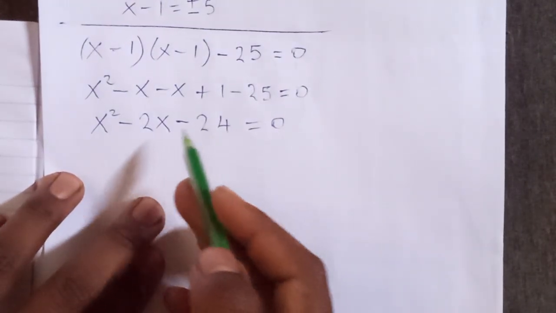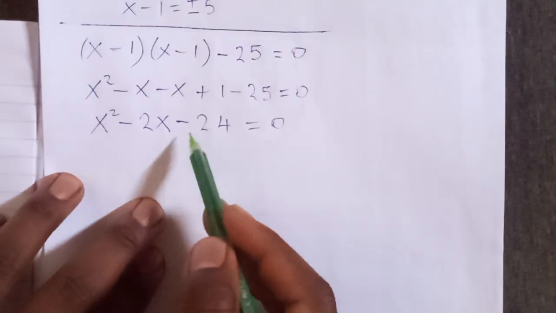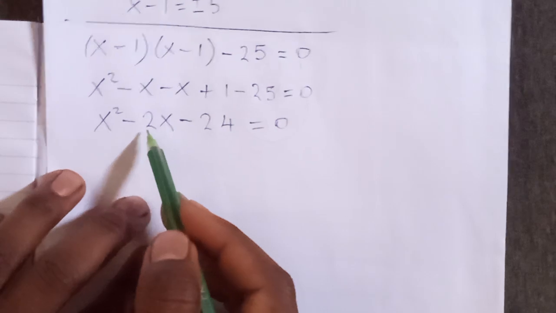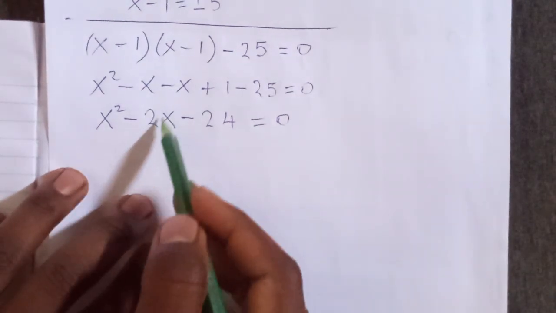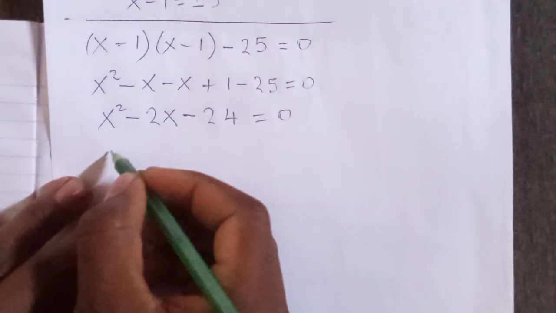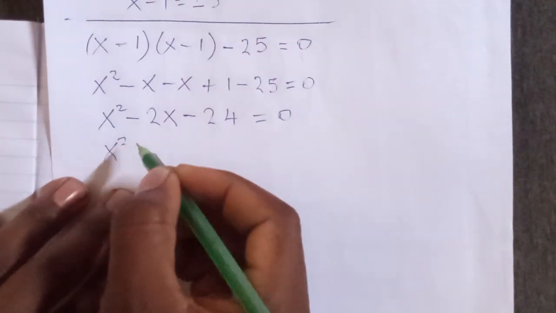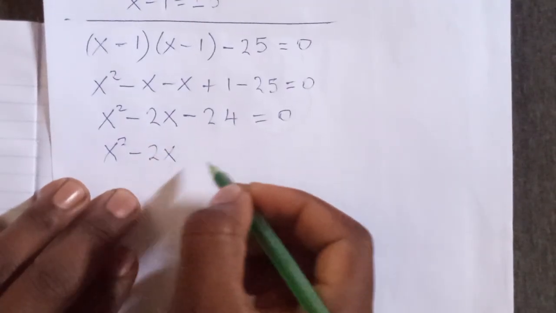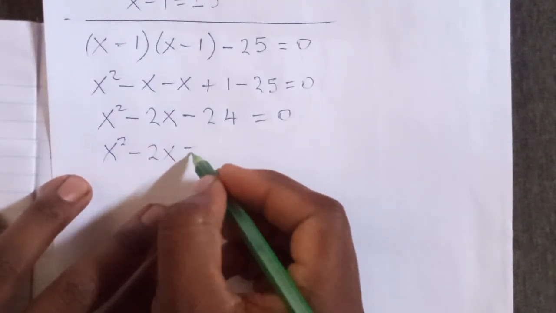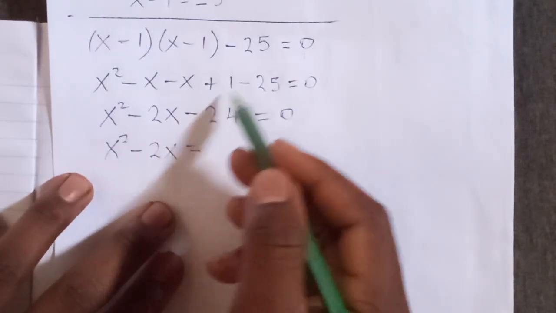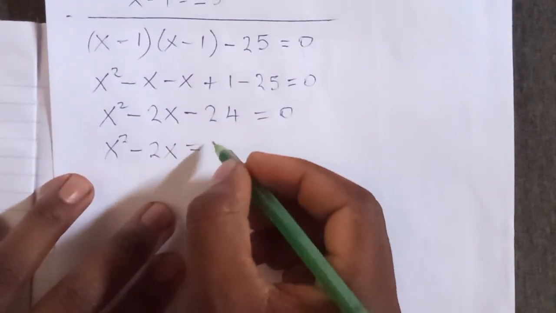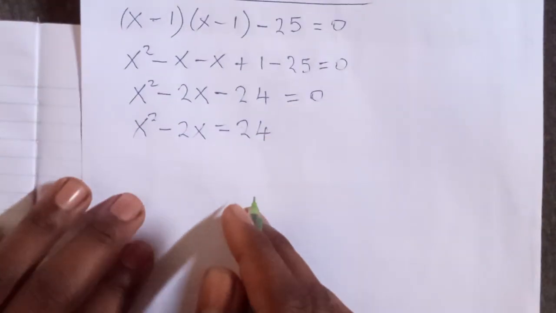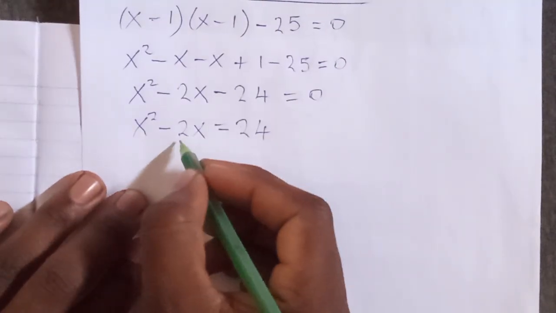So using the completing square method, we are going to move this 24 across the equal sign and get the 1 and get half of this coefficient. So we are going to say x squared minus 2x is equal to this 24. We will cross the equal sign. It will be positive 24. Like this.